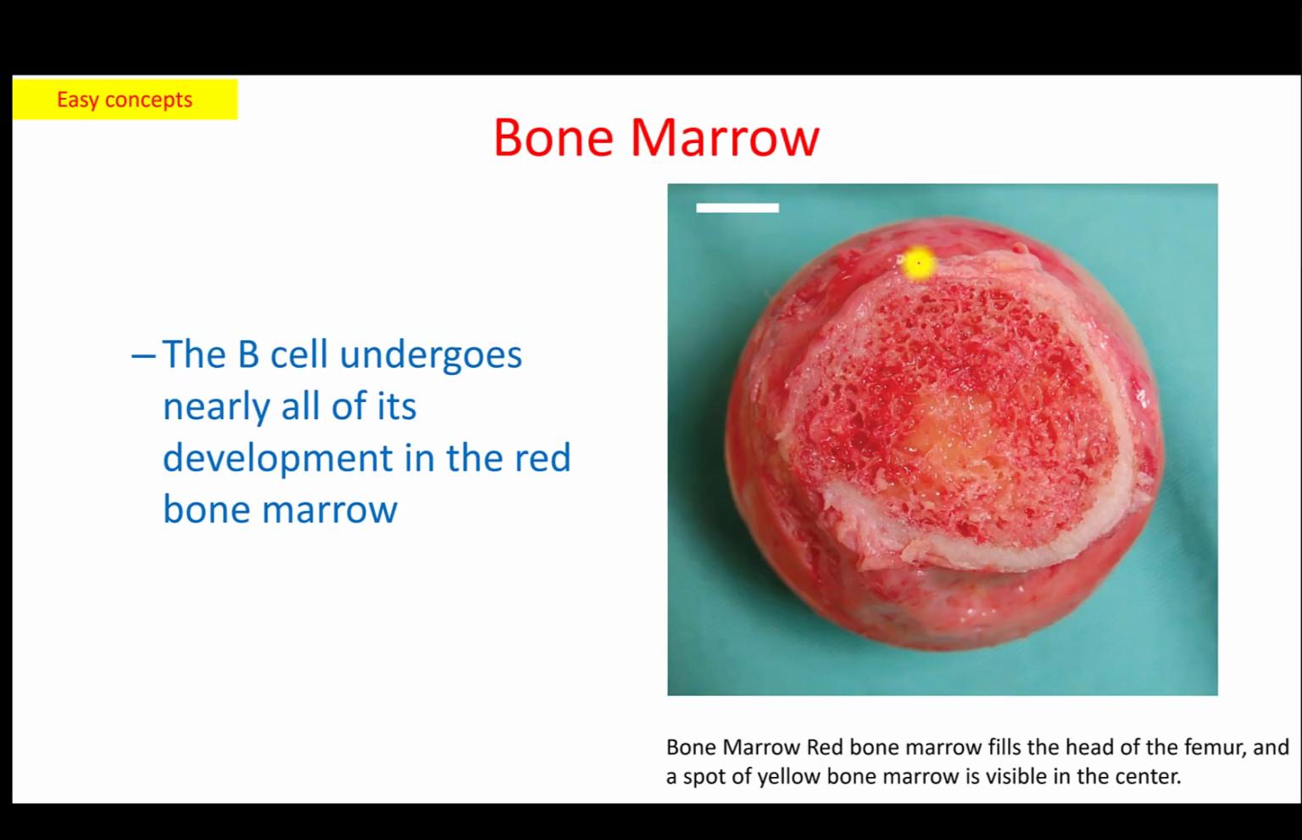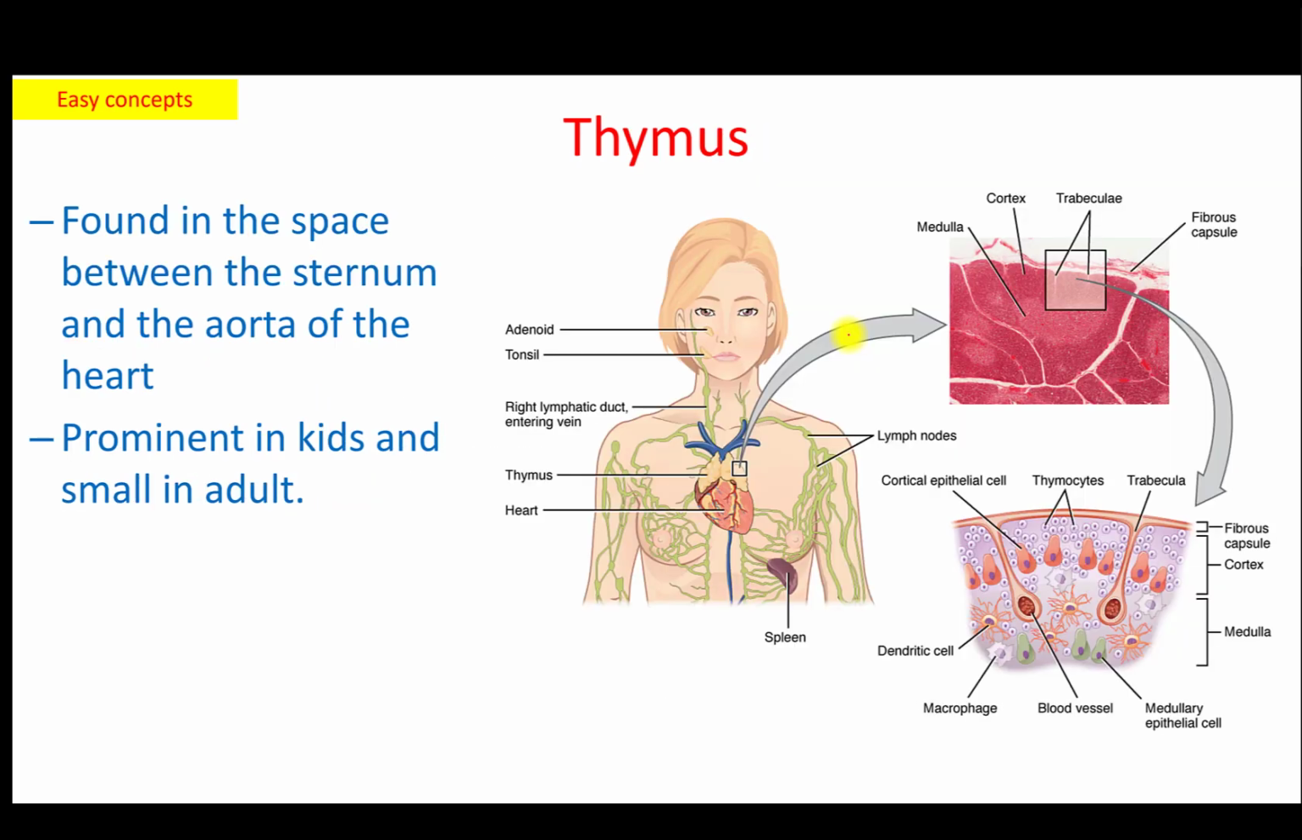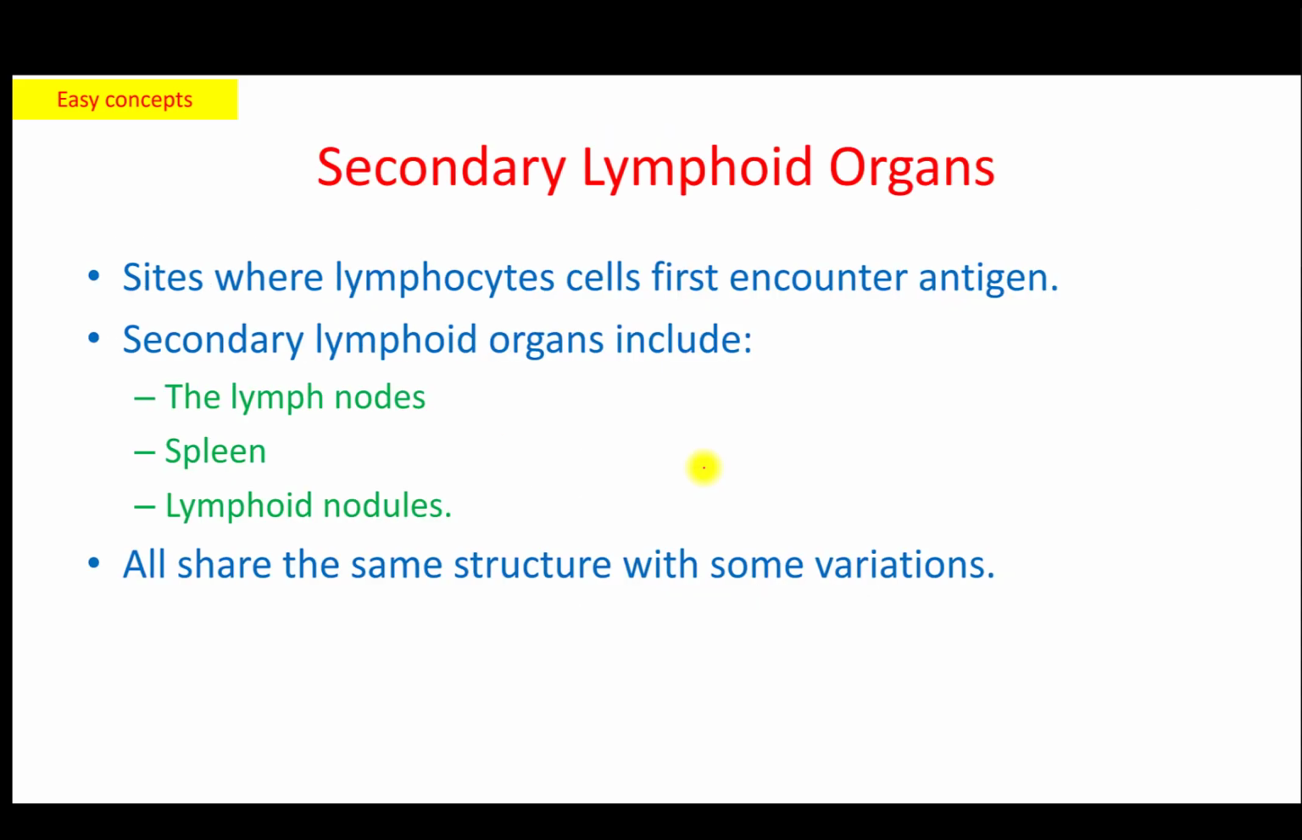So this is a picture of the bone marrow. This is the area of the bone marrow where those lymphocytes are produced. This is the thymus. We know the thymus is big or prominent in kids, and it atrophies as we get older. So those are the two primary lymphoid organs.